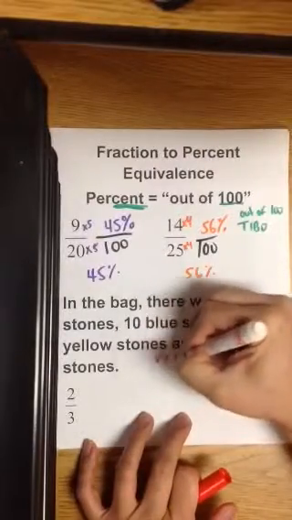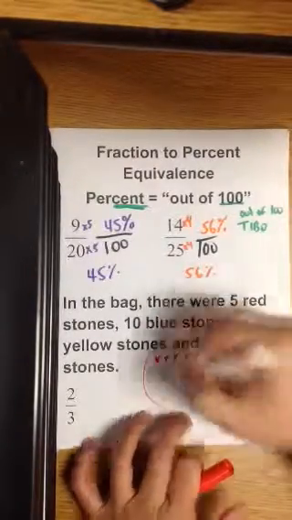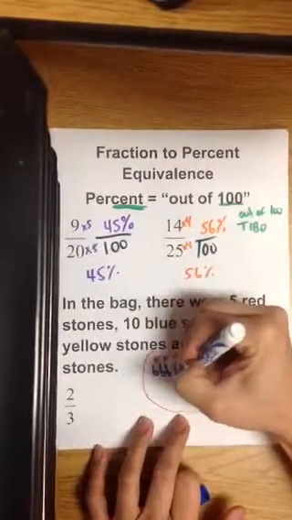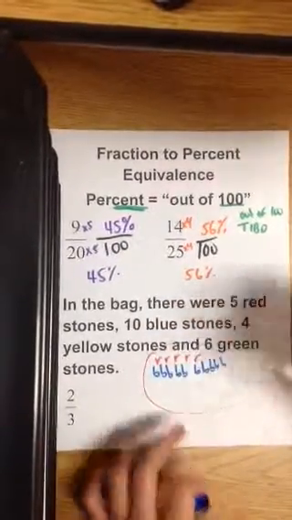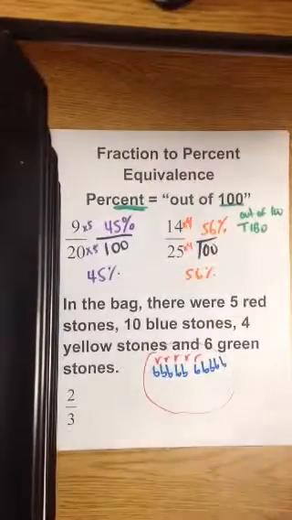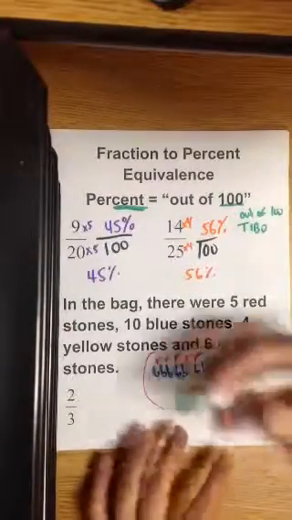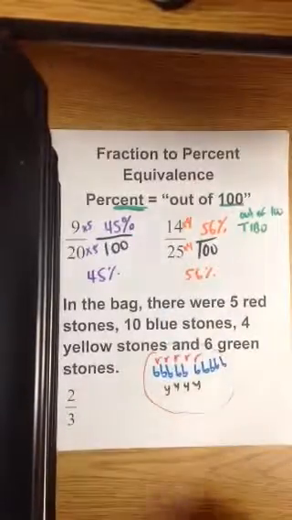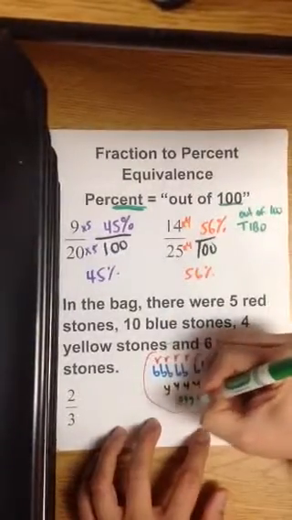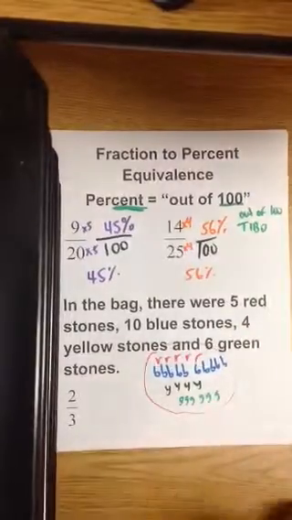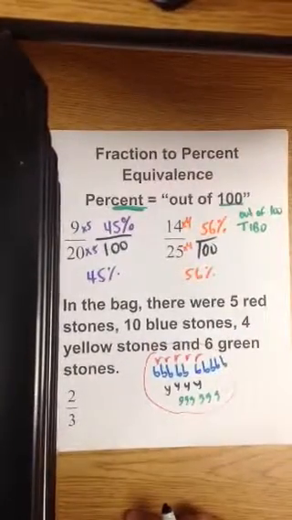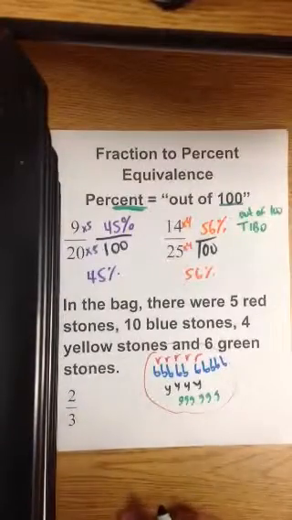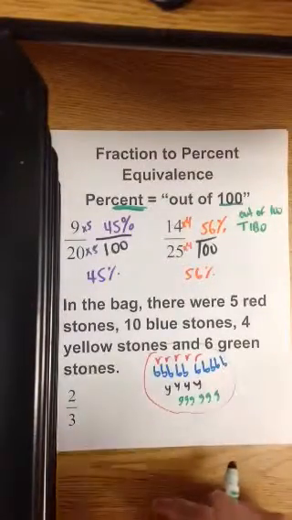Next question. In the bag, there were 5 red. I like drawing pictures. You don't have to draw this, but I think it helps. There are 5 red, 10 blue, 4 yellow. Oh, no yellow pen. Fine, I'll use this. And 6 green. So if I ask you what fraction and percent are yellow and green, what would you say?